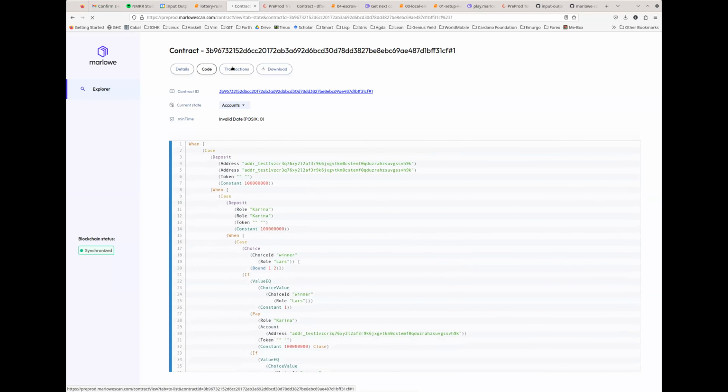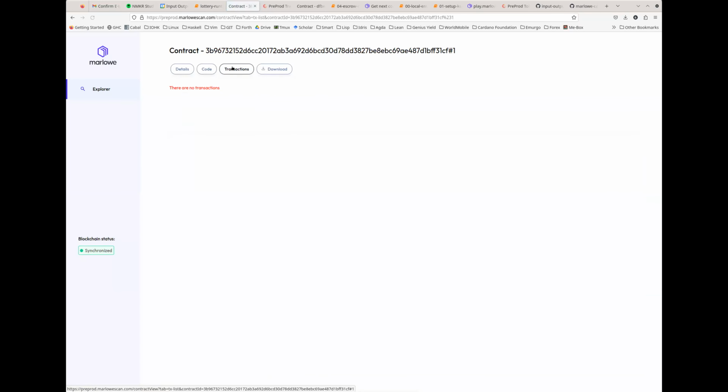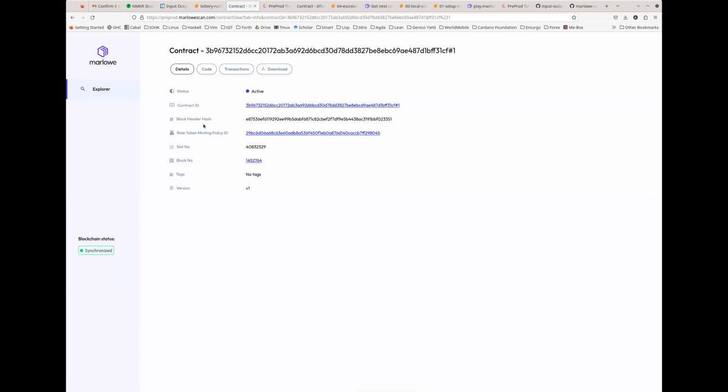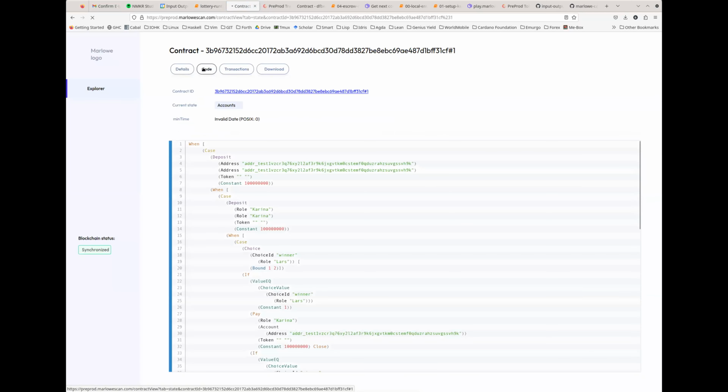And here there is nothing yet, I think, because we haven't done anything yet. And what I also haven't seen before, but where was that, with accounts? Here.